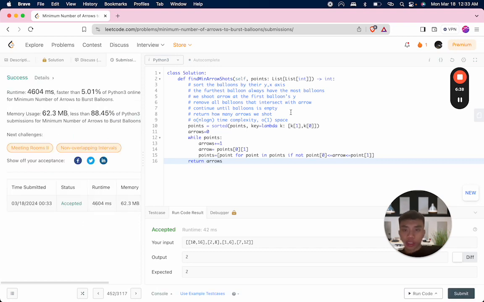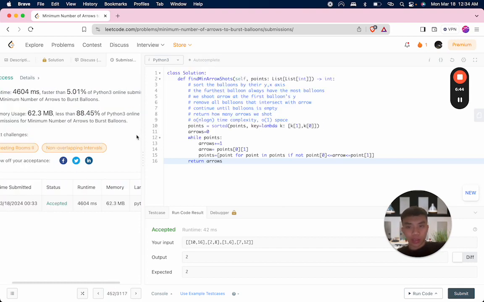There you go, ladies and gentlemen. O of n log n runtime complexity and O of 1 space complexity.